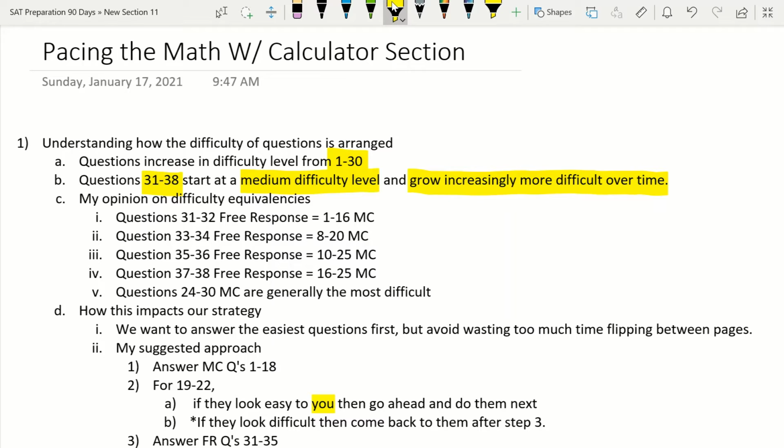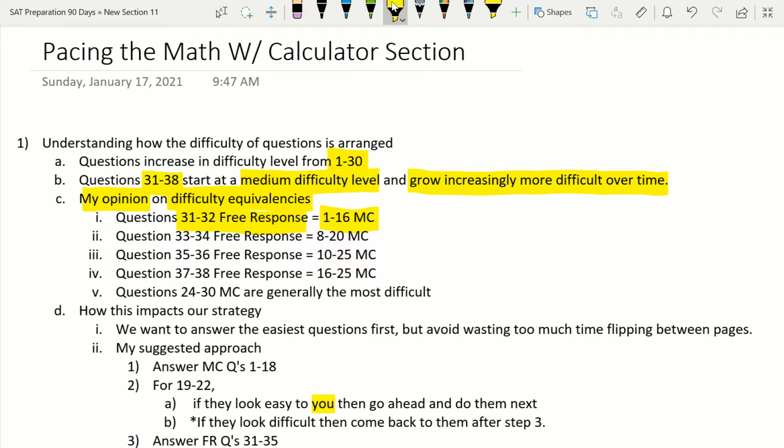Okay, so the next thing we need to do in understanding how I recommend pacing is understanding how question difficulties are related or equivalent. Questions 31 to 32 of the free response, where we fill in our blank, in my opinion tend to be about equal in difficulty to questions 1 through 16 of the multiple choice. What I mean is if you took any random multiple choice question from 1 through 16, and a random free response question from 31 or 32, they're likely to be about the same in difficulty.